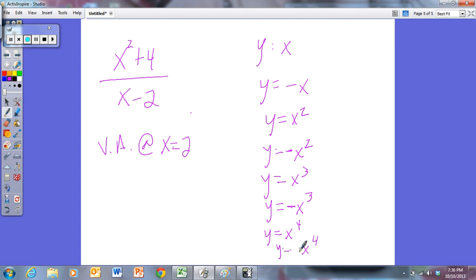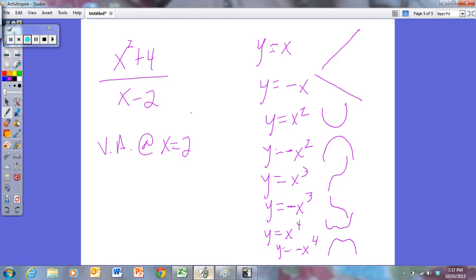Now you guys kind of mentioned something like you'd heard last year about up, up, up, down, and all that. Hopefully you know that y equals x looks like this, y equals negative x looks like this, y equals x squared looks like this, y equals negative x squared looks like this, y equals x cubed, y equals negative x cubed, and then x to the 4th and negative x to the 4th. Those are just basic shapes of these 2, 4, 6, 8 functions. But what you need to understand is the end behavior of these functions.